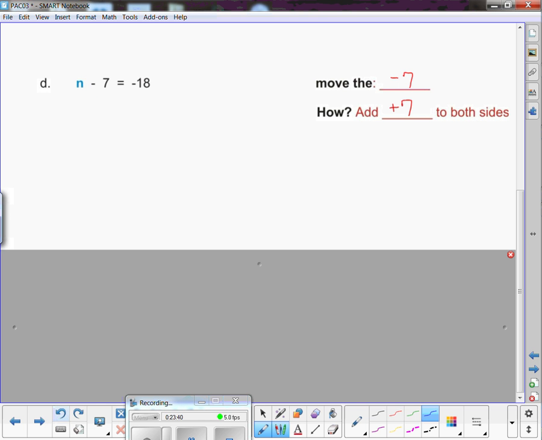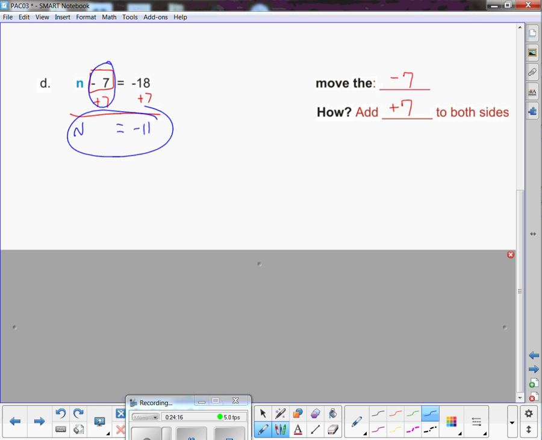So again, what are we moving? We're moving the negative 7. How are we going to move it? By adding a positive 7 to both sides. All right, now you can do it. Let's add a positive 7 to the left and a positive 7 to the right. Now on the left, I get n, and I do look here, and sure enough, that is 0, isn't it? And then, hey, be careful on the right-hand side. What's 18 negatives and 7 positives? I hope you think it's 11 negatives, and that's our answer. N equals negative 11.